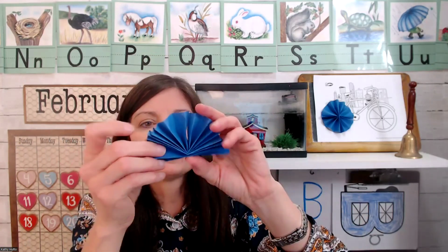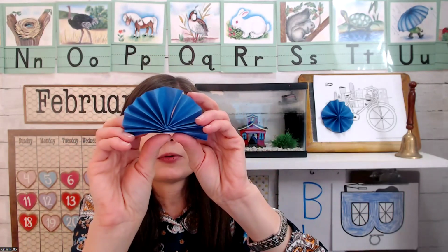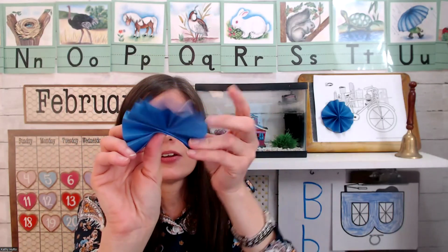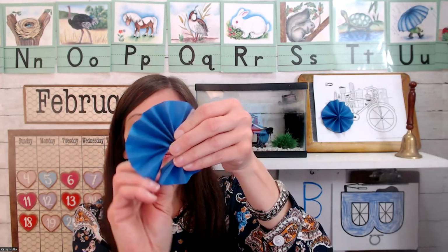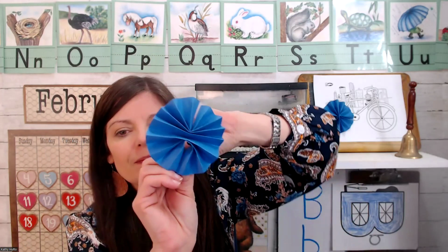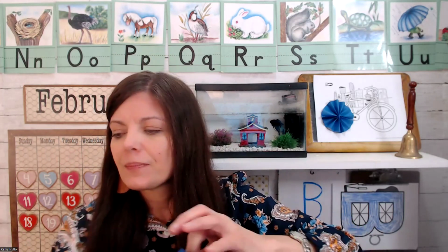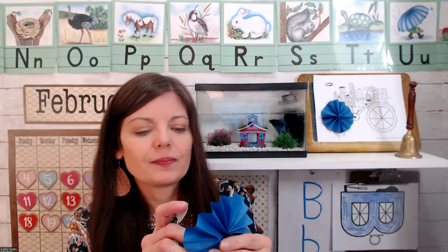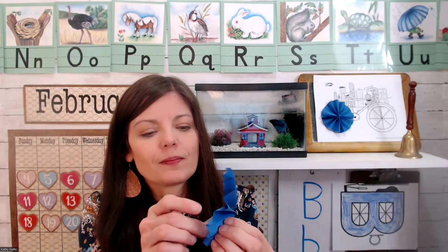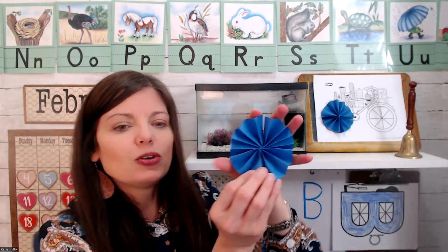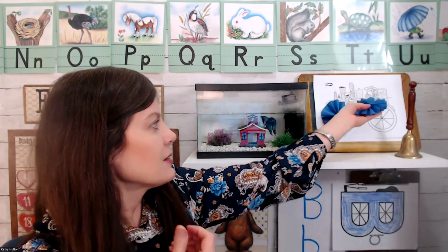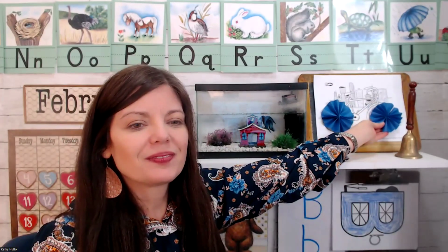Okay. And then we're going to do the same thing at the bottom. We're going to bring these two ends together. And that's what makes the circle. And we're going to tape those. And there you have it. That makes the wheel. And you can glue this to your paper right there.